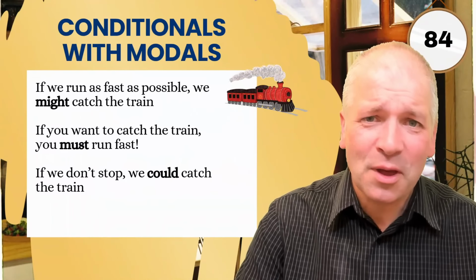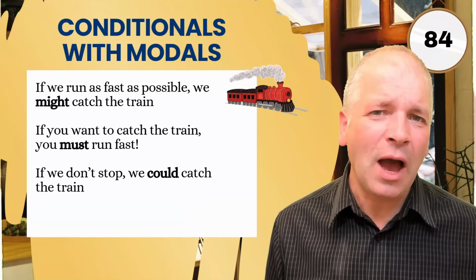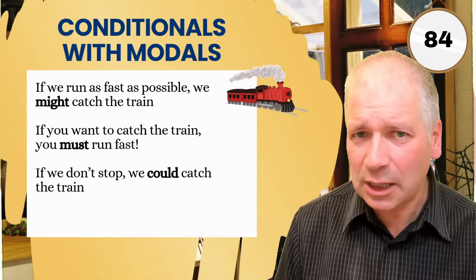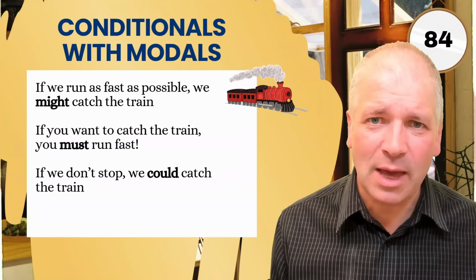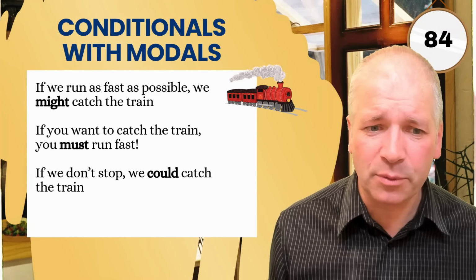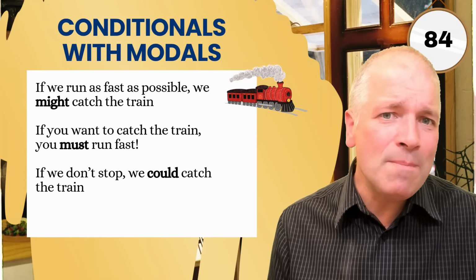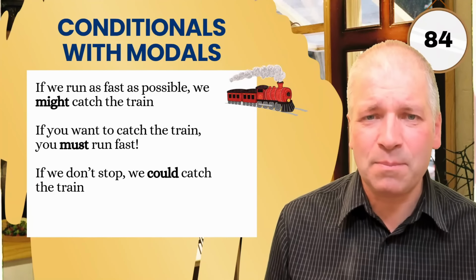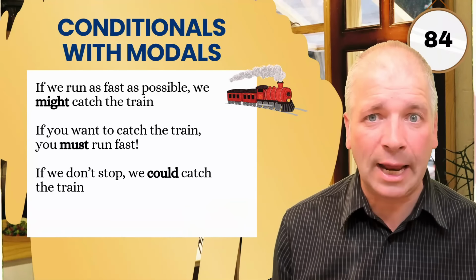Conditions with modals are very varied indeed. We often think that you have to use will or would in the second clause, but that's not true. You can use all the range of modals in the second clause. Here are just some examples. If we run as fast as possible, we might catch the train. It's different to will. Will has certainty about the outcome that comes about if the condition in the first clause is met. Here, might says it's just a possible outcome, not a certain outcome.